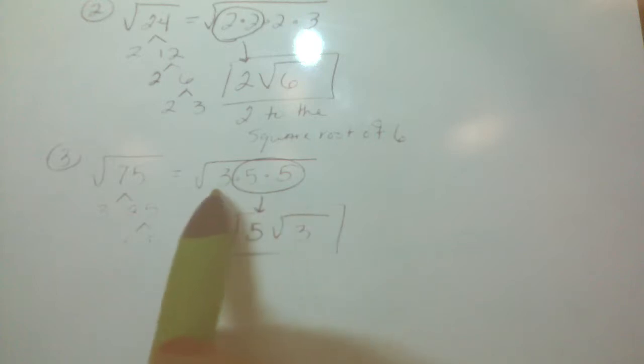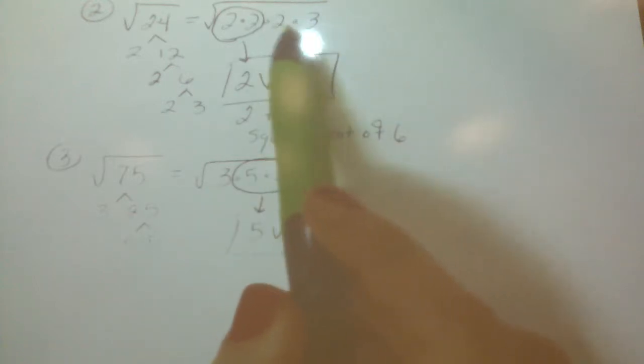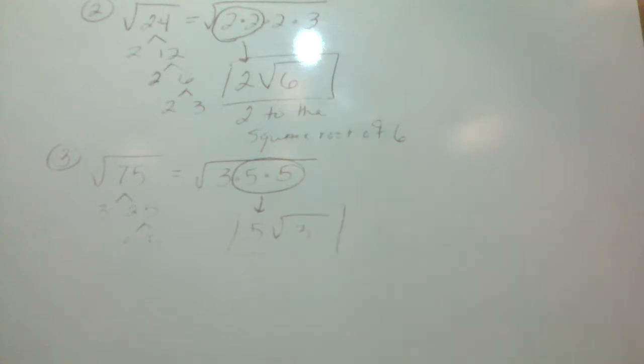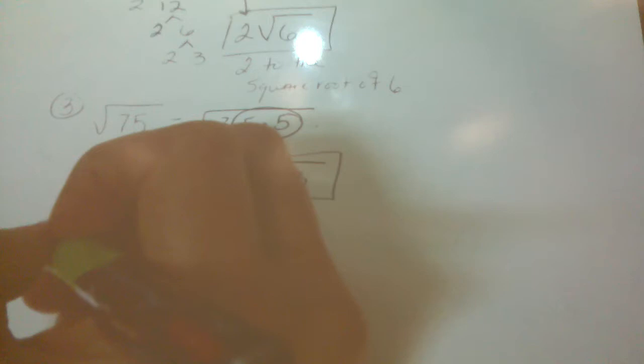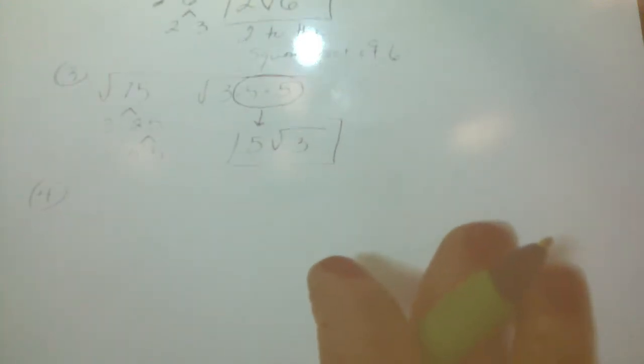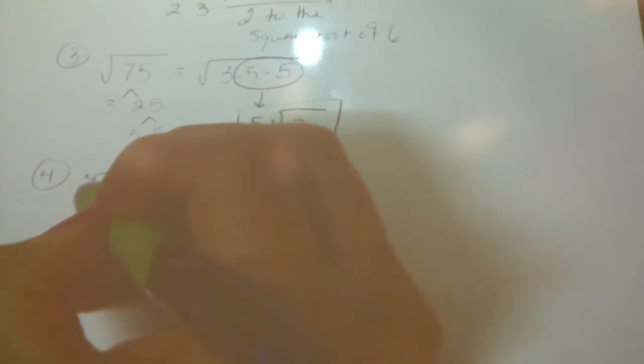Sometimes I'll be left with one number. If you're left with two numbers, you have to actually multiply them together. But if it's just one number, you just bring it down. All right, let's take a look at number 4. Now number 4, the root's going to change here.